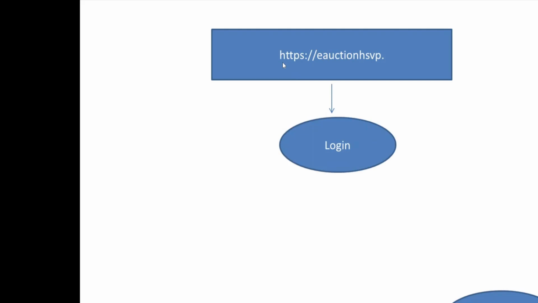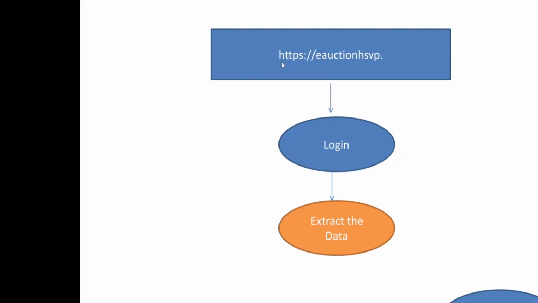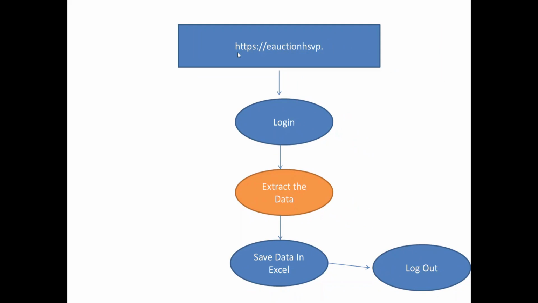Then extract the data. The user or the client specifies the area or the table from where we need to extract the data. Once we extract the data, we have to save it in Excel, then log out from the portal. So it's clear. First we log in to this portal. After the successful login, we extract the data, and after extracting the data, we save the extracted data in Excel, then log out.